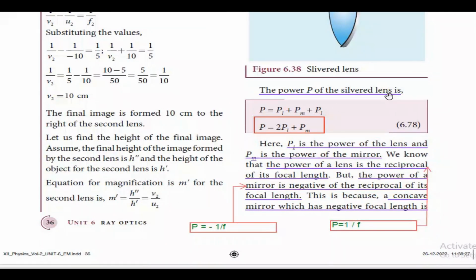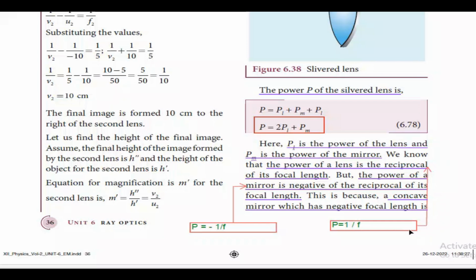The power of a silvered lens is given by this expression: P equals P1 plus P1 plus Pm. So that can be written as P equals 2P1 plus Pm. P1 is the power of the lens and Pm is the power of the mirror. We know that the power of the lens is the reciprocal of its focal length, that is P equals 1 by f.